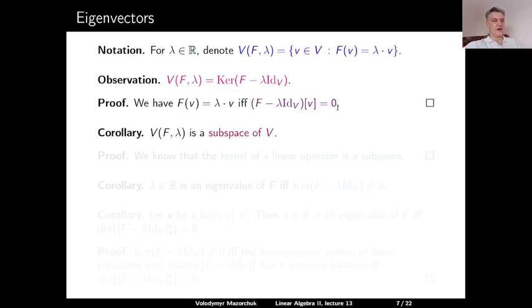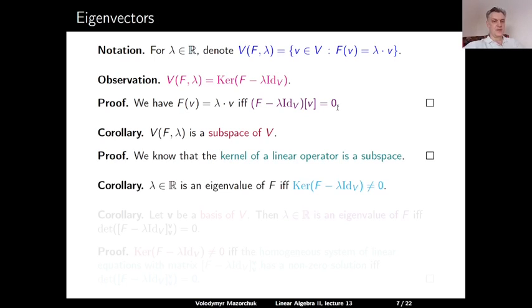Corollary: V of f comma lambda is a subspace of V. This follows directly since we know that the kernel of any linear map is actually a subspace. So since the set of eigenvectors is already described as a kernel of a linear map, it must be a subspace. Another corollary: a real number lambda is an eigenvalue of f if and only if the kernel of the linear map f minus lambda times the identity on V is non-zero. Again, this follows directly from our observation.